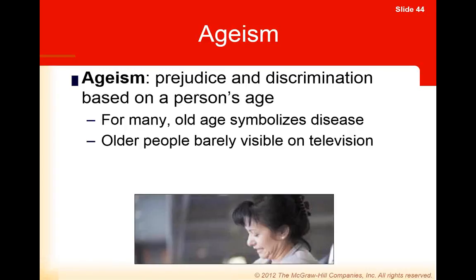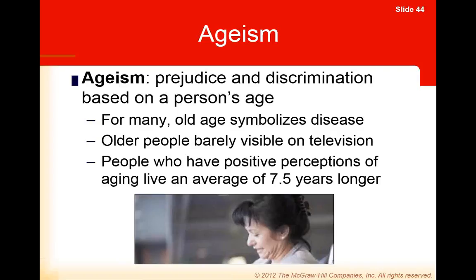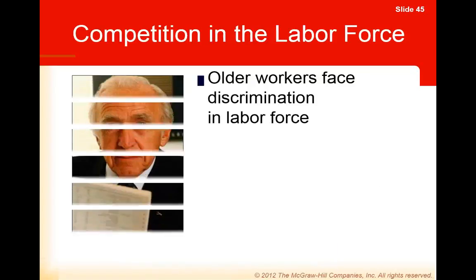For many people, they view old age almost like they view disease. They don't want to be around the elderly. They feel like they can catch old age. Older people are barely visible on television. I mean, if you think about it, a TV show like The Golden Girls, running for as long as it did, is kind of the exception that proves the rule, because it was a show about four women living in retirement, and people kind of single that show out as something. There's not much else out there talking about that. But people who are happy with growing older and have positive perceptions of aging, this can actually benefit you because you can add roughly 7.5 years to your life.